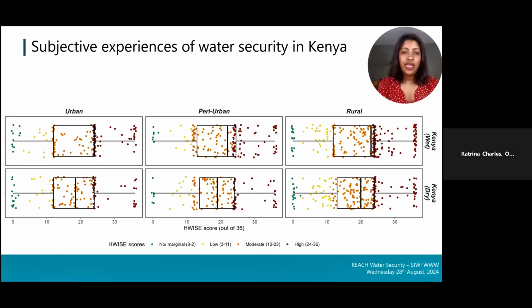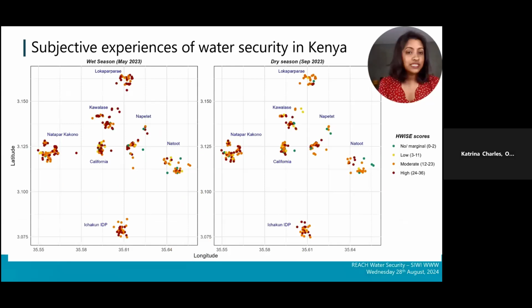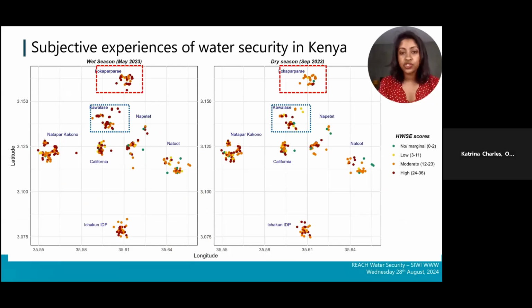As expected, households reported high water insecurities in both seasons. But if we look carefully, we can see that the median scores, as marked by these box plots, have actually decreased in the dry season, which is quite unexpected, because in the dry season, you're supposed to be more water insecure. So you're supposed to have higher scores, not lower. So we plotted the same data on a map, and we can see that some households in Kawalase as well as Lokaparpare reported lower scores, that is, lower water insecurities in the dry season.